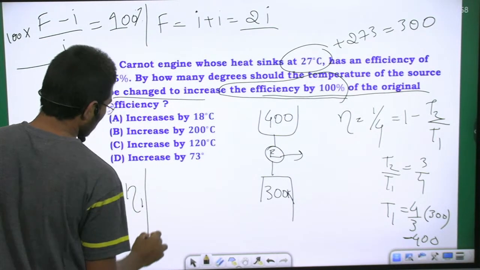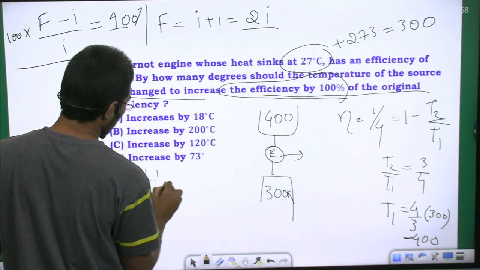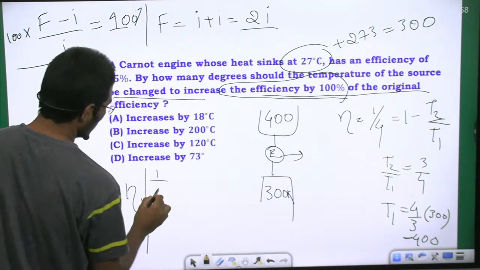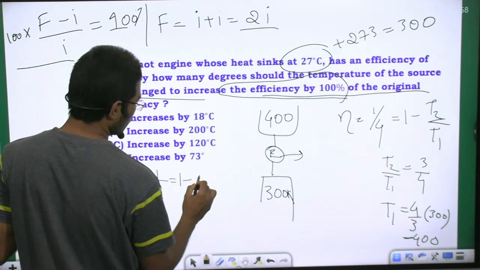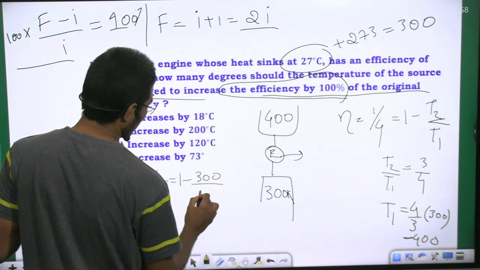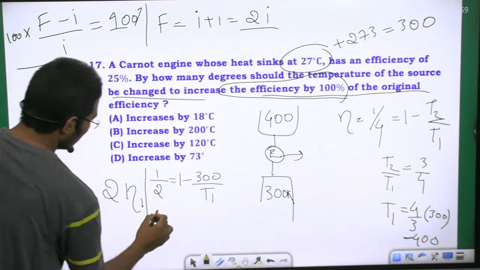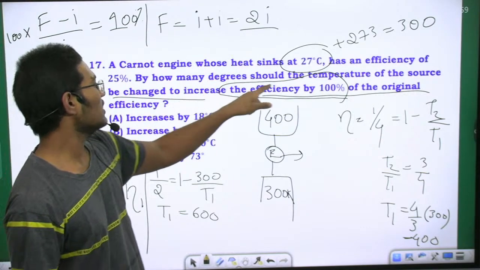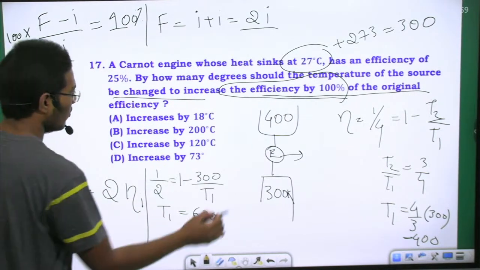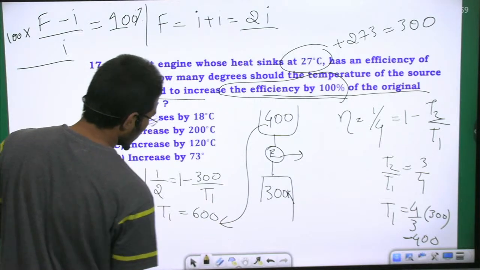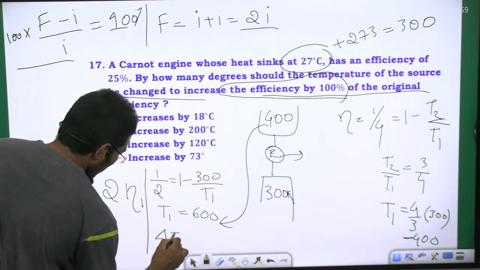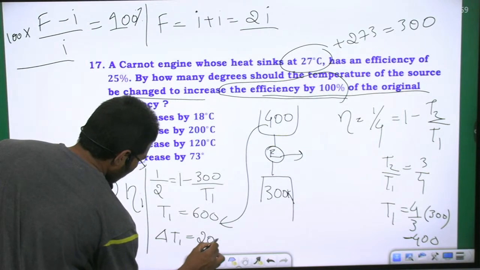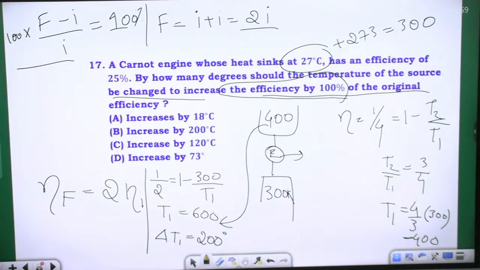What was the initial efficiency? It was 1 by 4, right? Now it has doubled. 1 by 2 is equal to 1 minus 300 by T1. We need to find it, so we get T1 as 600. By how many degrees should the temperature of the source be changed? From 400, it needs to be changed to 600, which means delta T1 is equal to 200. So it increases by 200. Straight question.